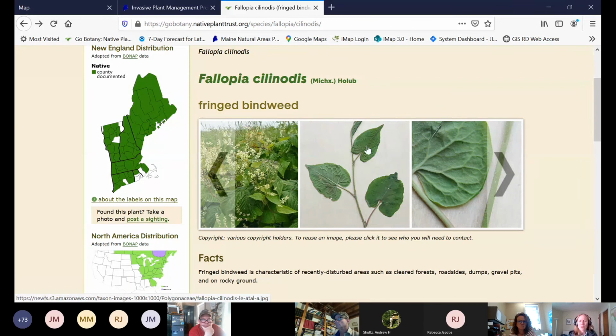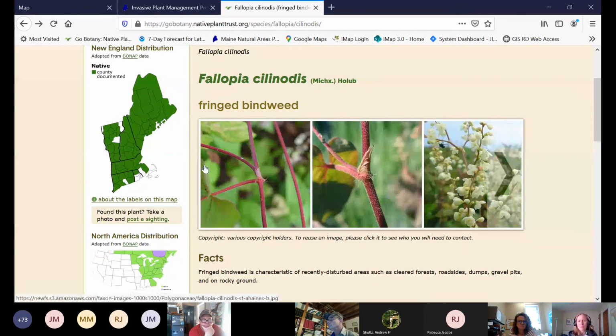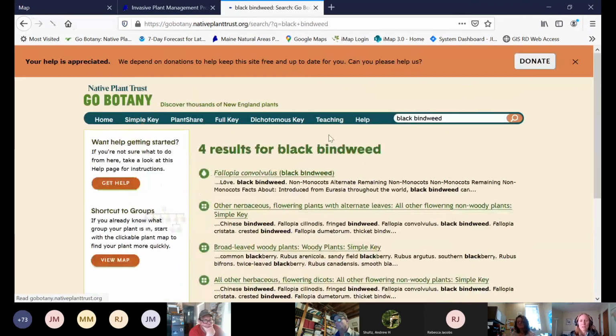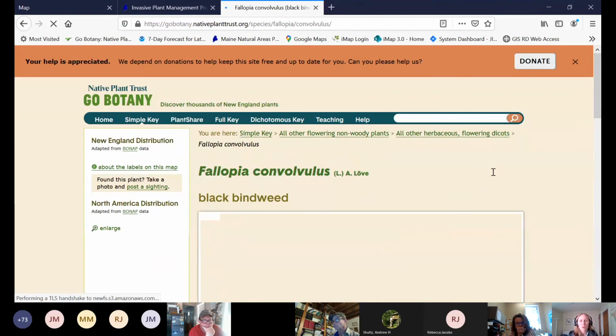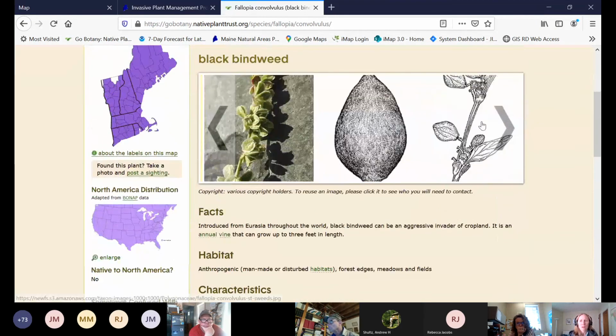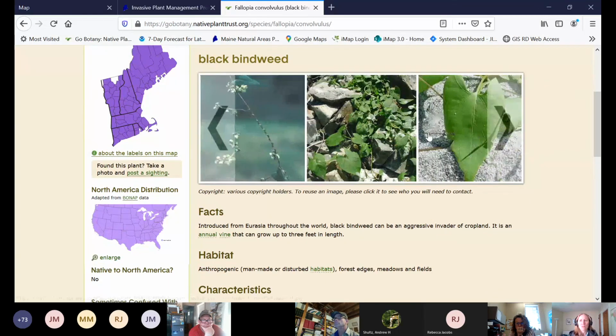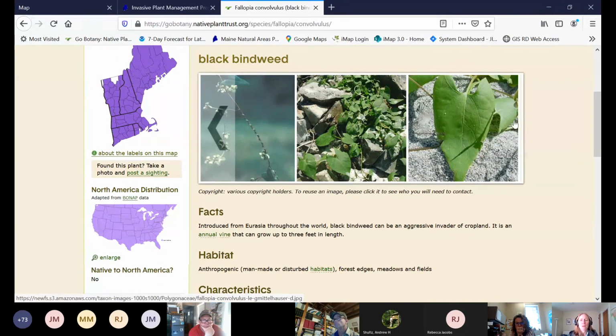So if you've got something and you're thinking, this is a kind of aggressive vine, but it doesn't immediately look like mile-a-minute, check for this fringe at the bottom of the leaf petiole where it attaches to the stem. And then I was going to show you black bindweed, which looks similar but does not have a fringe. This is a non-native plant that also will grow aggressively in similar kinds of habitats. I wouldn't say this is a truly invasive plant. It's just an aggressive weed. So fringed and black bindweed could be confused with mile-a-minute.